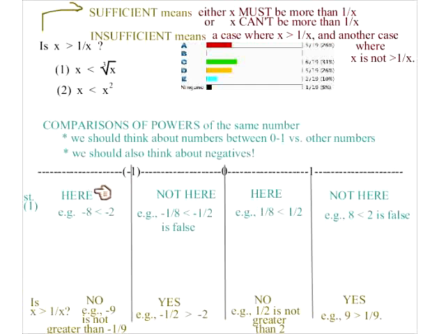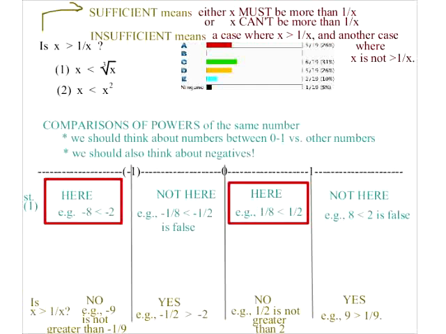So statement 1 actually gives you a sufficient outcome here, because these are the only places where statement 1 happens. Those both give you no's to the question. These are the regions that satisfy statement 1, and those are both no. So statement 1 is sufficient.